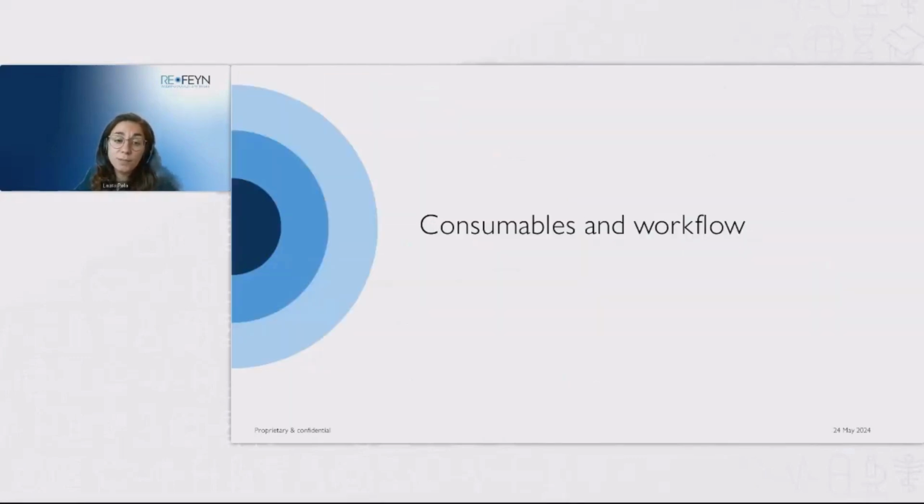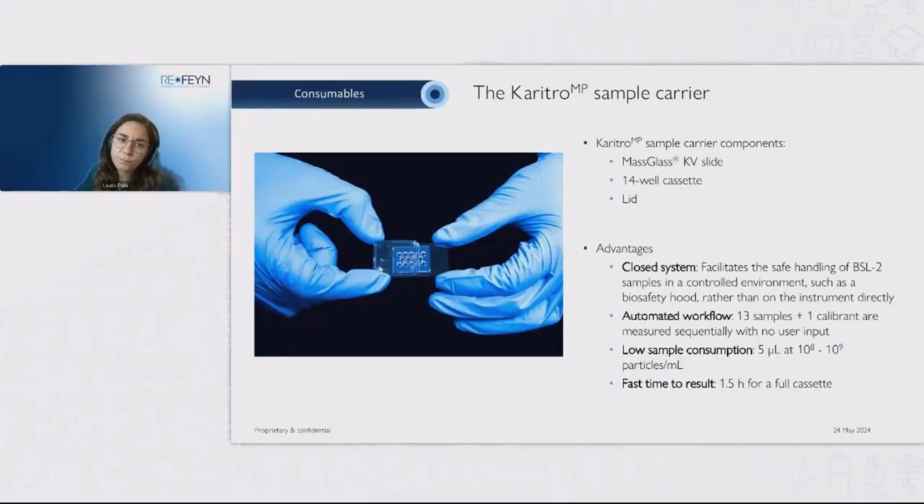So I'd like to tell you a bit more about the consumables that the Karitro uses, as well as the workflow. In terms of consumables, we provide a KaritroMP sample carrier, which is composed of 3 components: a mass glass KV slide, which has been optimized in terms of surface for viral vectors characterization, a 14-well cassette, which is this silicon component with 14 wells, which allows you to measure up to 13 samples and 1 calibrant, and then a lid.